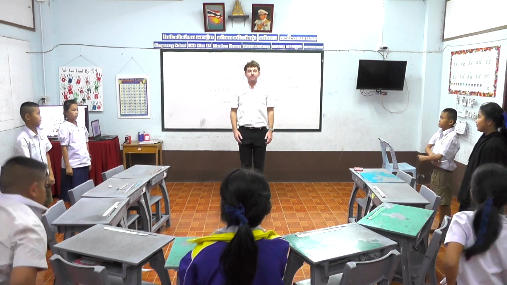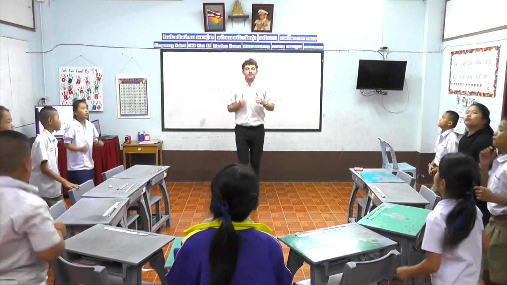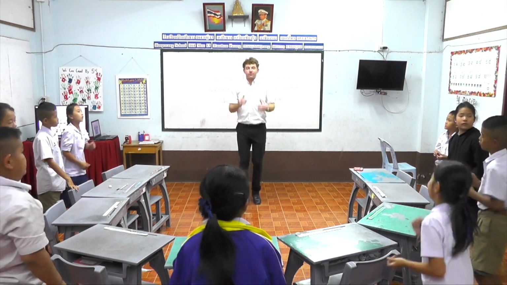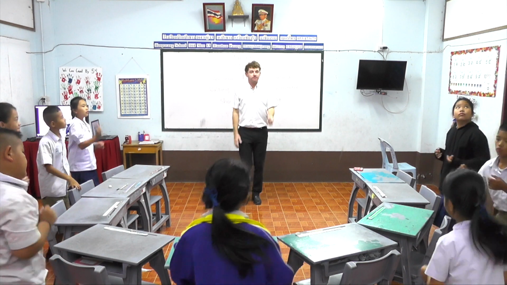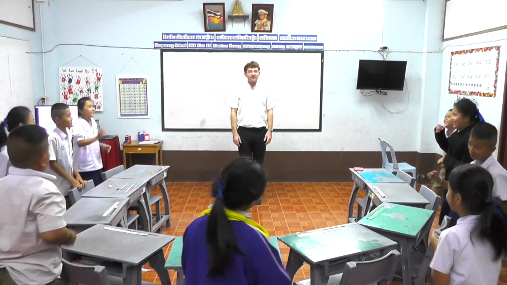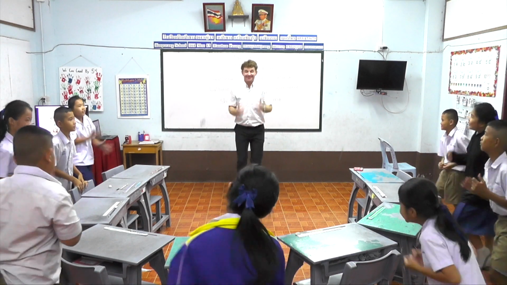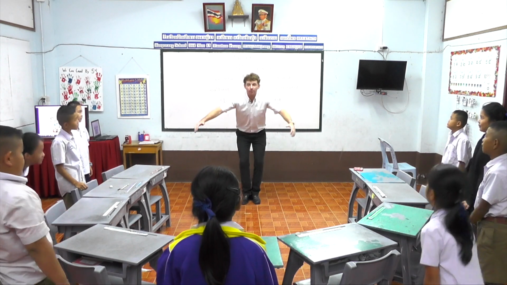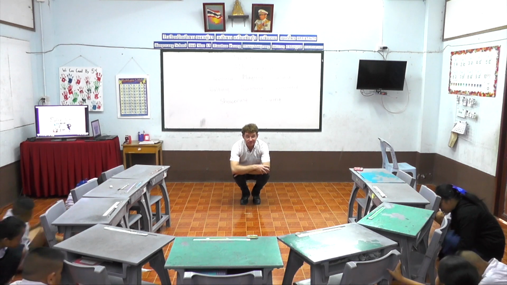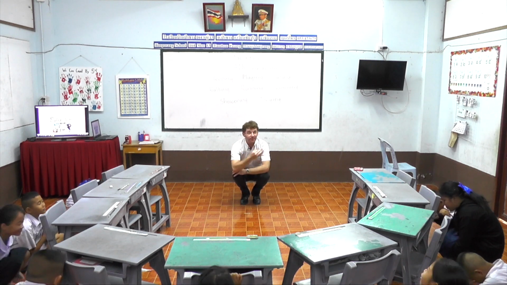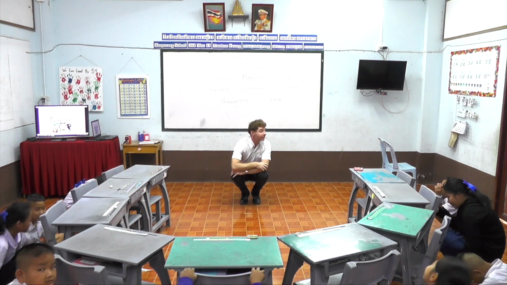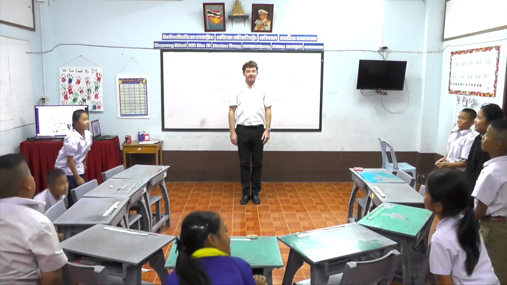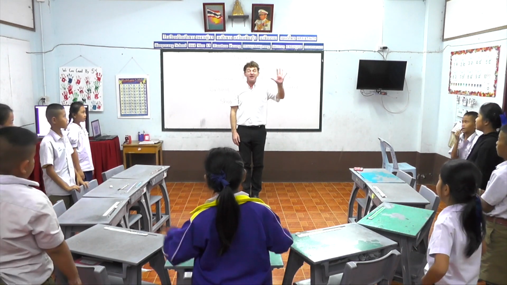Okay. Teacher says, jog on the spot. Teacher says, stop. Teacher says, jog on the spot. Stop. Teacher says, go quickly. Teacher says, stop. Okay. Teacher says, let's go into a ball. 5, 4, 3, 2, 1, jump. Teacher says, stand up straight. And to finish, teacher says, 5 claps.